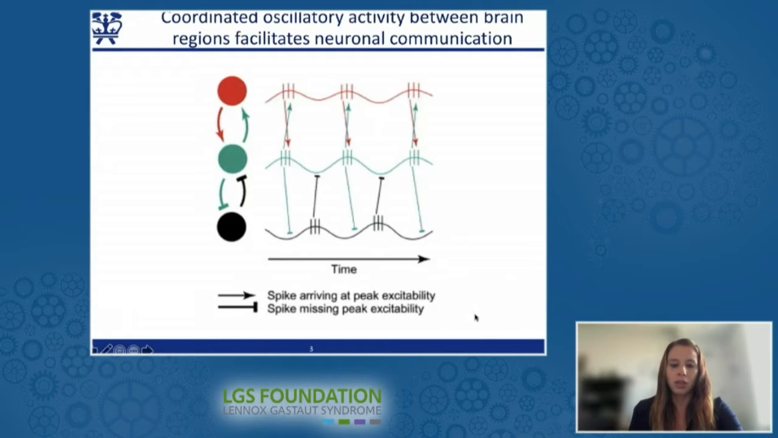So to start off with a little bit about the physiology of large-scale networks. We know that large-scale networks interact via coordinated oscillatory activity, and this is thought to allow coupling between brain regions that facilitates neuronal communication, and this mediates diverse brain processes. And so you can see here that action potentials from different brain regions are arriving in this precise temporal epoch, such that they can especially communicate, establish information flow, and promote long-term plasticity.